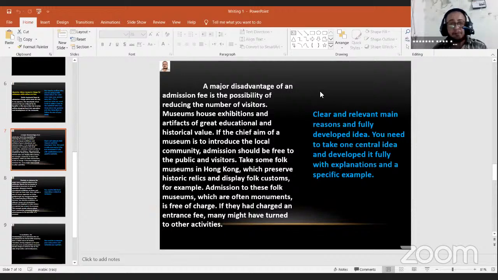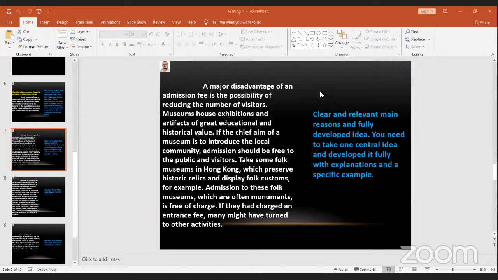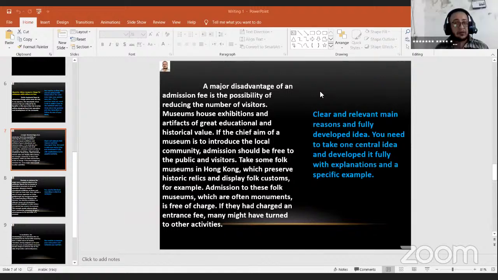After that, you support this sentence. How to support it? You have two sentences to support it. You may write sentences answering the questions how and why, or any of them. Let's come here. The sentences which follow this one are answering the question how. Museums house exhibitions and artifacts of a great educational and historical value. If the chief aim of a museum is to introduce the local community, admission should be free to the public and visitors.